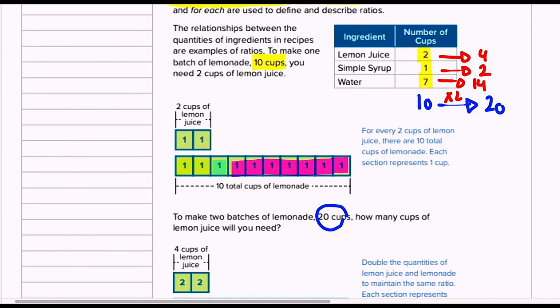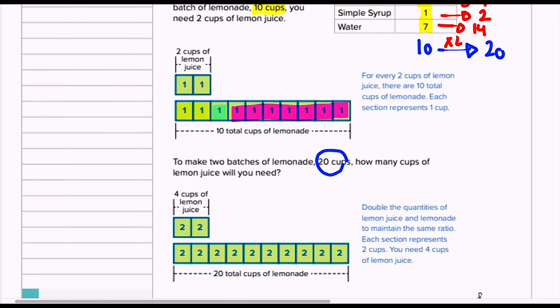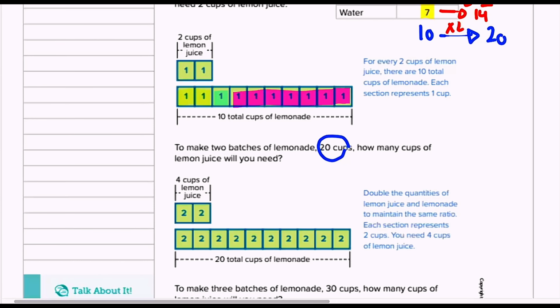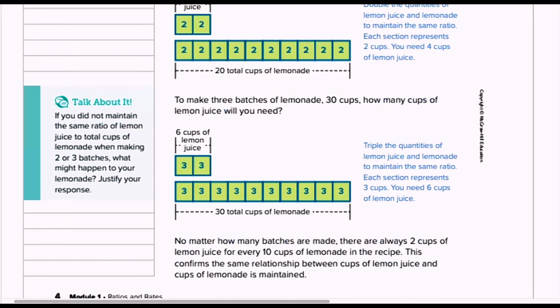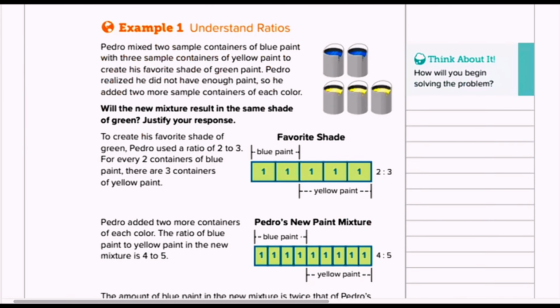This is the meaning of how to create the same relation by using the same scaling factor, because the number of sections stays the same, 10, but every part now represents 2 cups. In the original, each part represented 1 cup, but now 2 cups means 2 times as many as the original. And you can use the same idea.